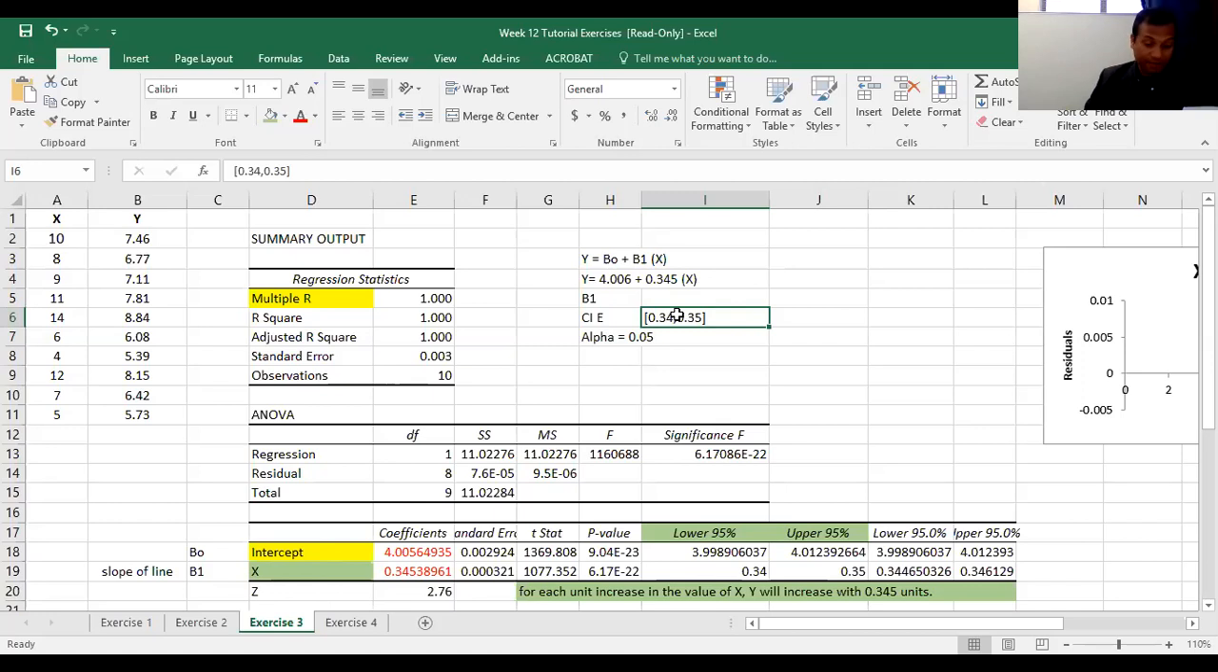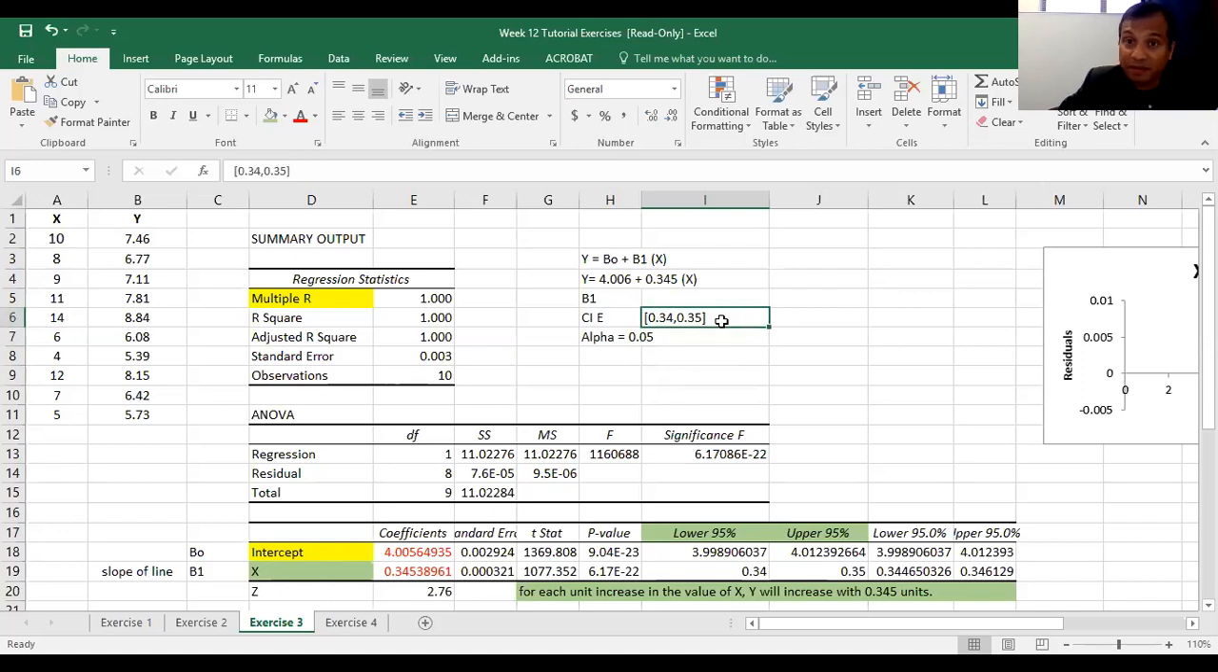Question number F now. Based on this interval, is there a linear relationship between X and Y? Explain why or why not. This question is in relation with part E, based on the 95% confidence interval. What do you think? How to proceed with that one?